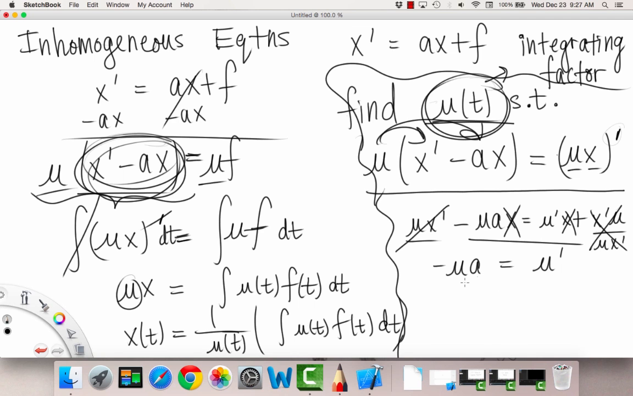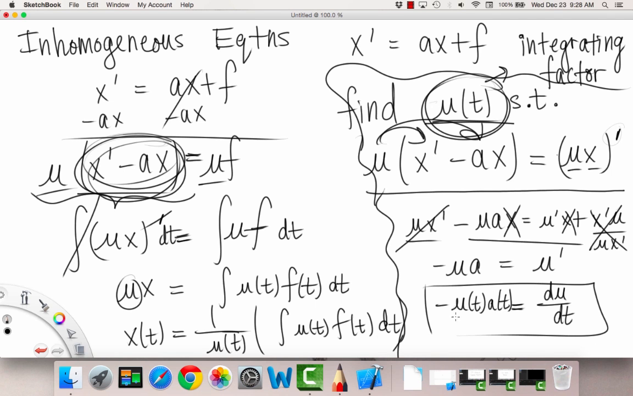And so this is kind of like a mini separable equation, right? Because we have d mu over dt in this case is equal to negative mu a, and these are all functions of t, okay? So then when we solve this, let me continue this on the next slide. I know it does get a bit complicated, but if you take it step by step and really understand what's going on, that'll help you in the long run, okay? So let's continue from here on the next slide.